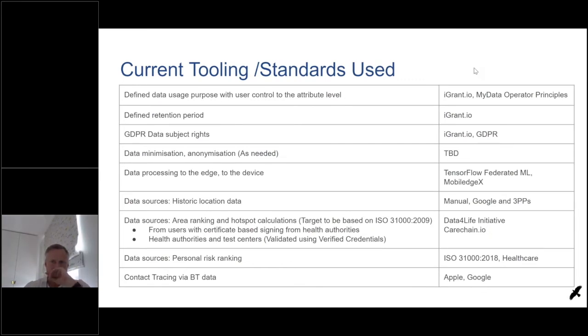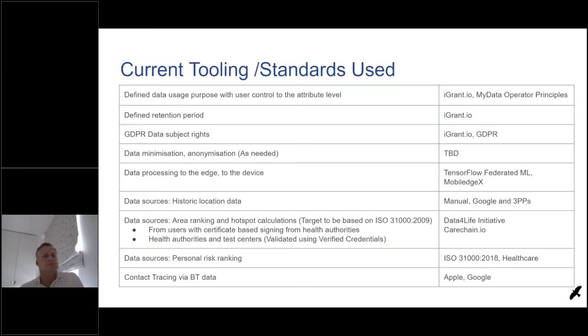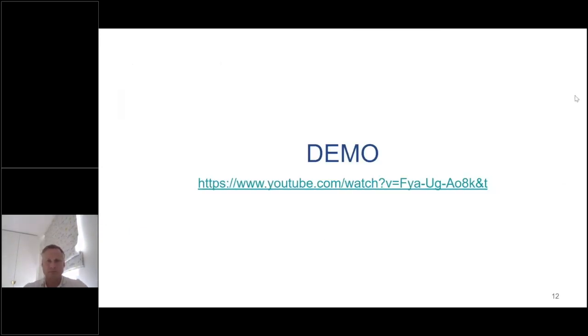So we have a bunch of standard tooling that we use. So IOM.io, which is my company, is acting as a data operator in this case, according to the MyData principles. So we have a bunch of things that we take care of from a privacy and data protection perspective. And of course, we have also integrated other APIs, like the new APIs for contact tracing from Apple and Google, for example. I'm not going to go through this. The slide that you see on the screen is primarily for information purposes.